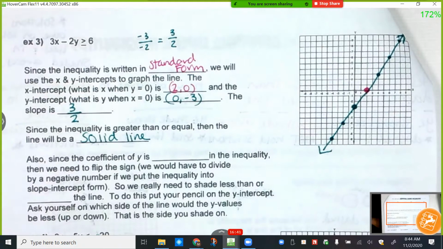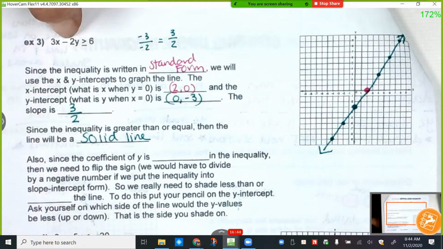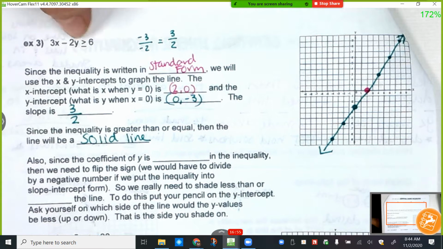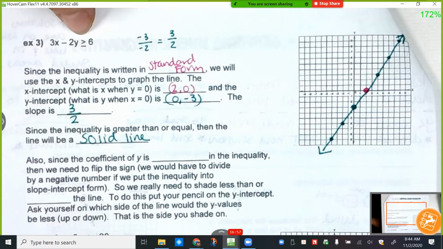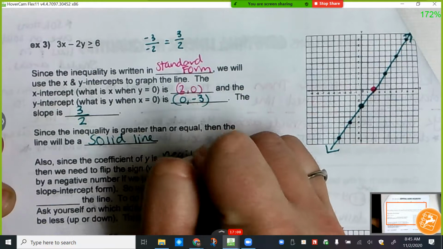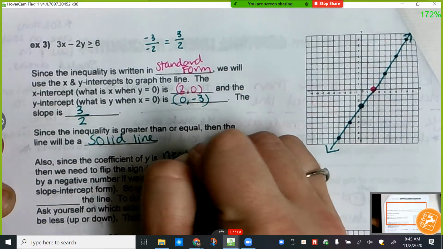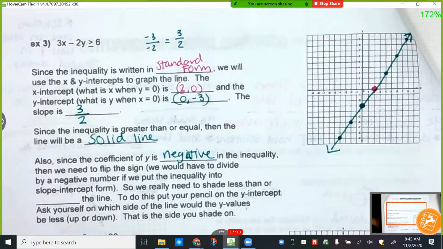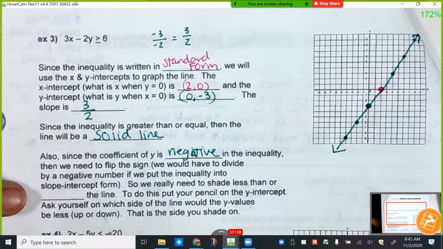Okay, I want you to realize y is negative, correct? So technically, if I were to solve for y, I would have to divide both sides by negative 2. And wouldn't that flip my symbol? Yeah, so would I shade above or below here? If I have to flip it, it's going to end up being below. So that's why I don't like y'all looking at the symbol when it's in standard form. I'm going to show you what I like to do. But it says since the coefficient of y is negative, if I can spell negative, ignore my first I. So we really need to shade less than or below the line.